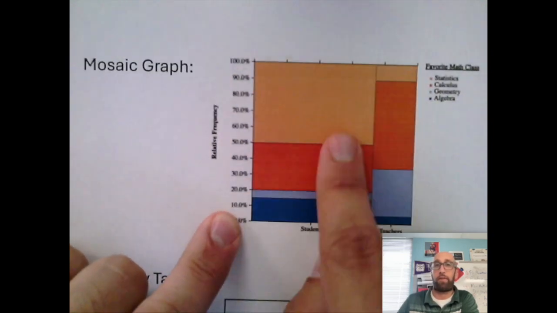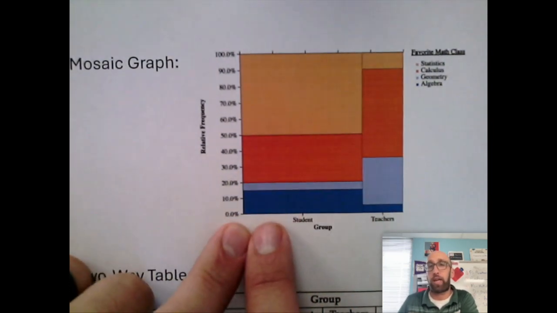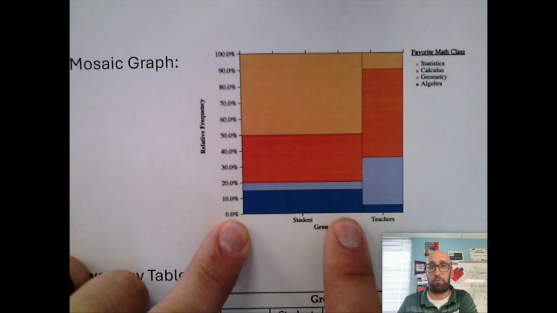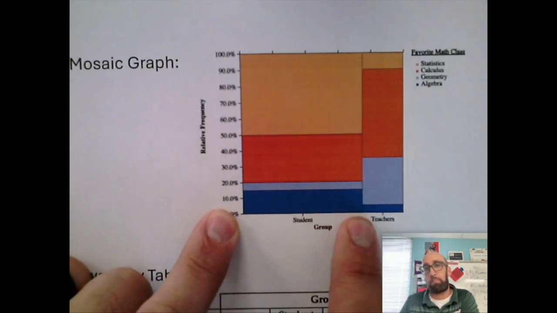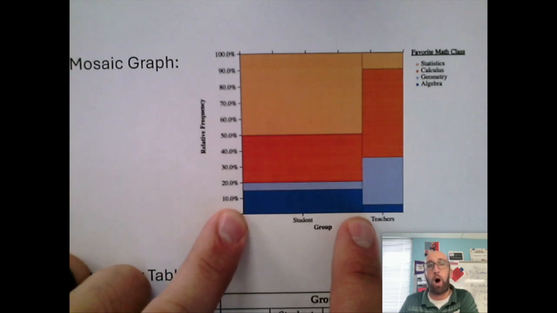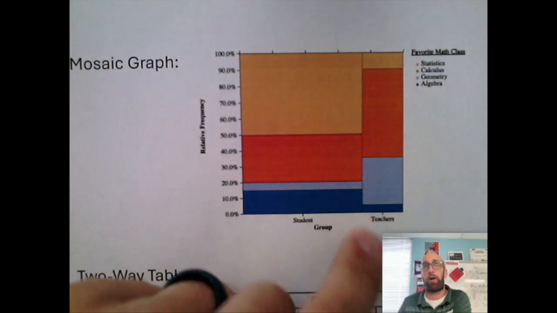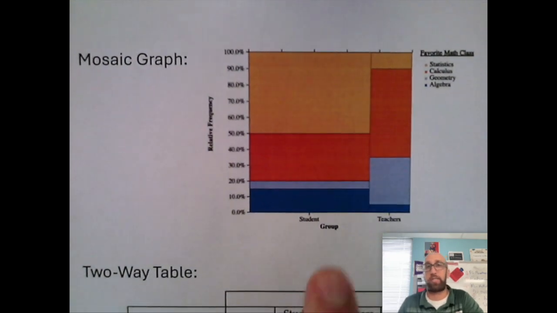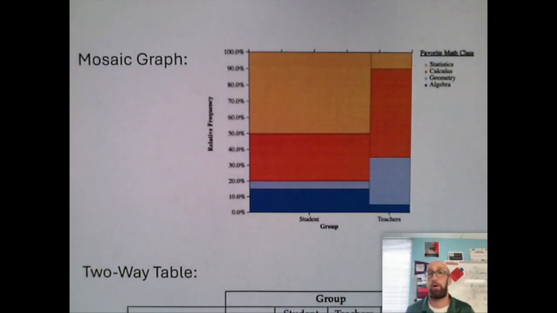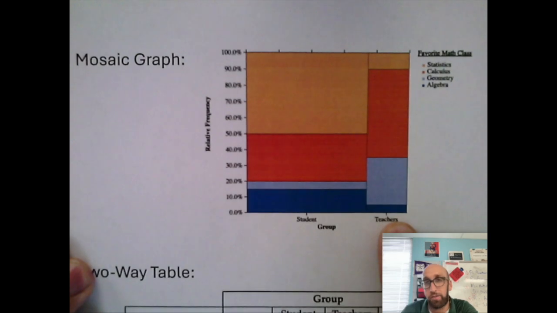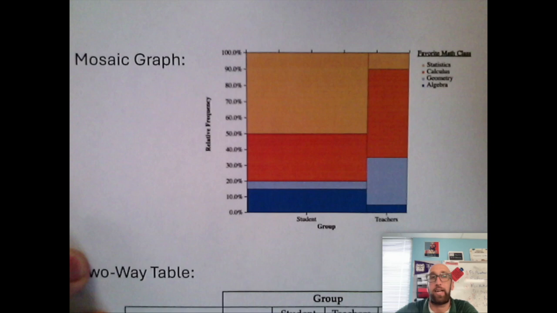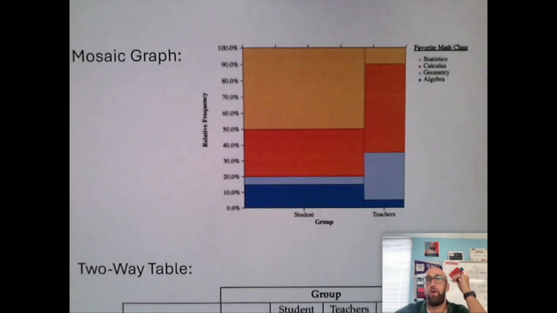What a mosaic graph is going to do with the width is it's going to communicate, well, how many students responded to this versus how many teachers. So the fact that the students' bar is very, very, very wide and the teacher's bar is a little bit skinnier in comparison, what this tells us is the number of students that responded was far larger than the number of teachers that responded.